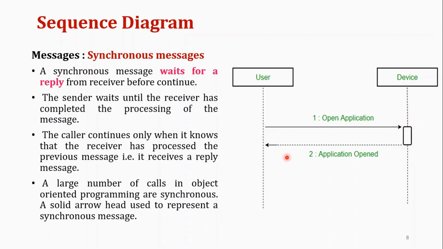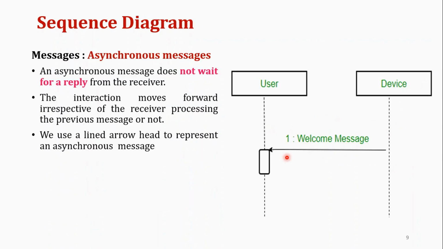If it is correct, it means logged in, otherwise an error message. And next is asynchronous. The asynchronous message does not wait for a reply. It keeps sending, it doesn't wait for a reply. So whether the user is requesting or not, the devices keep sending the messages without a request. That is what asynchronous is.